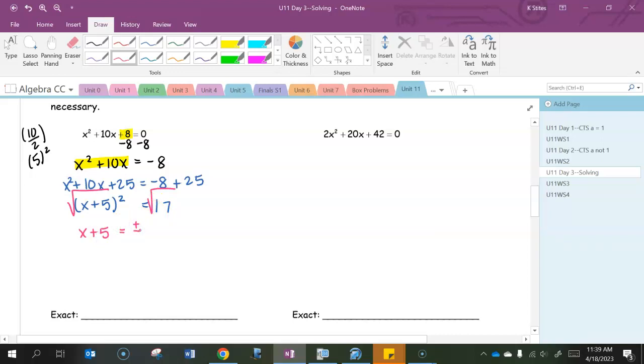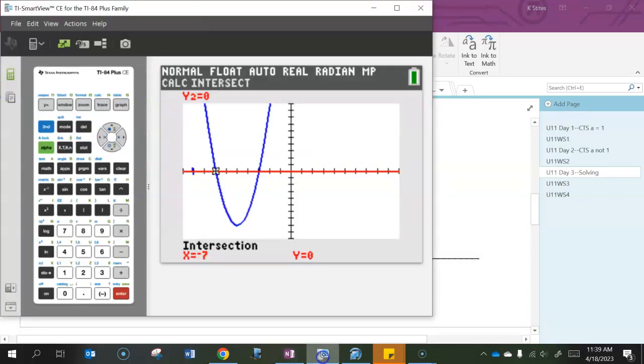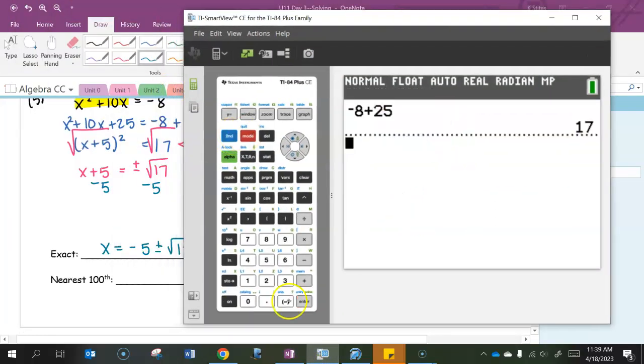Root 17, ordinarily we would try to break this down, but 17 is a prime, so we can't. So it just stays a root 17. And then remember, we're going to subtract our 5 over. But you can't combine a number and a root, so our answer is -5 plus or minus root 17. Now, this is an exact answer. It probably doesn't mean a whole lot to you until we come back and we type it in.